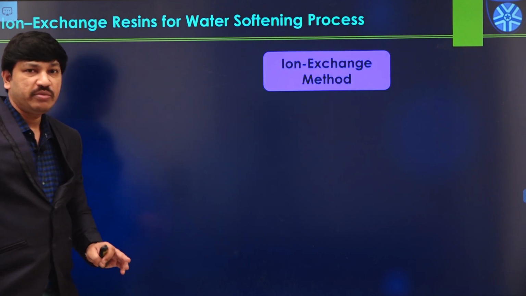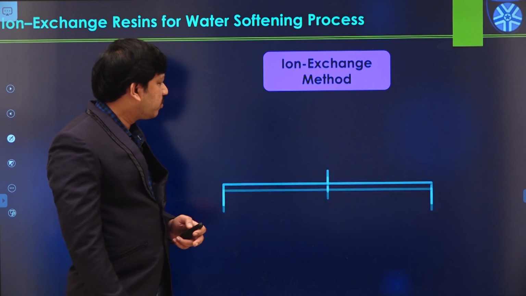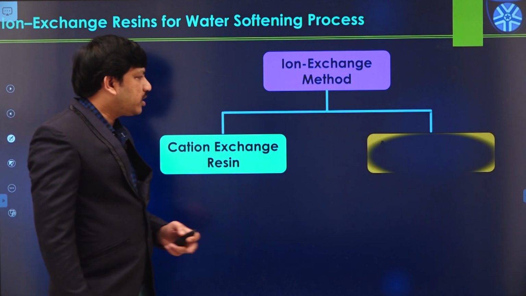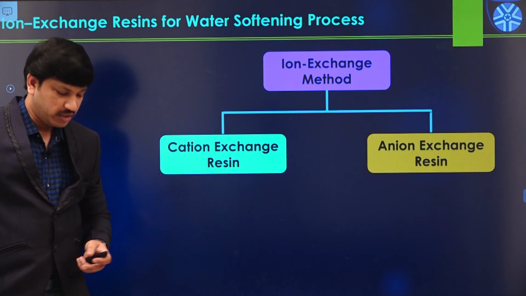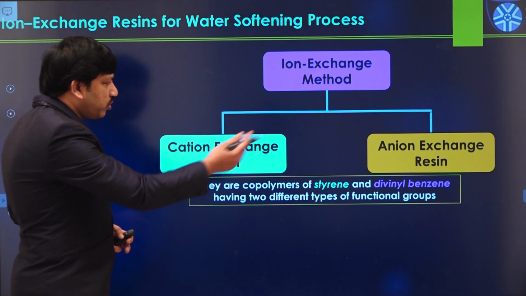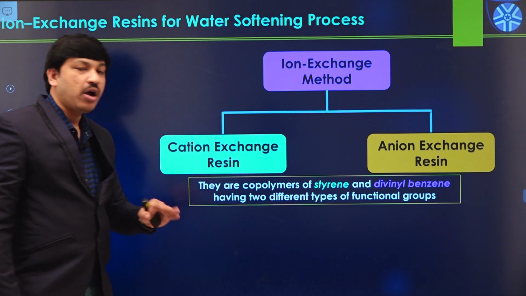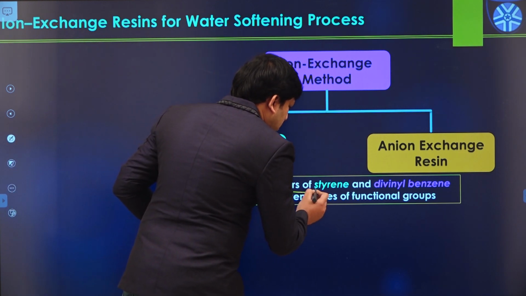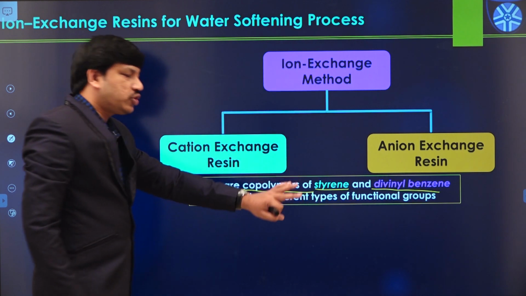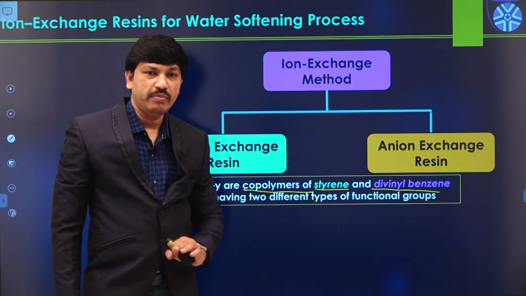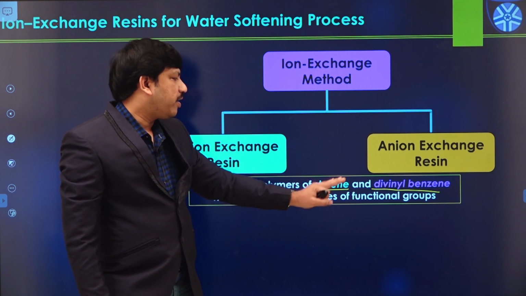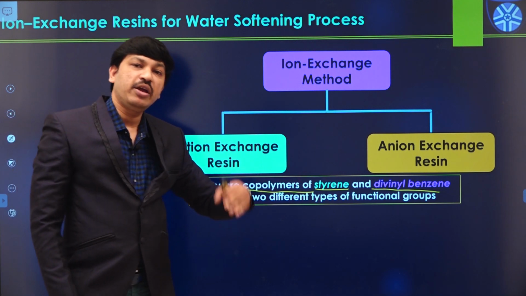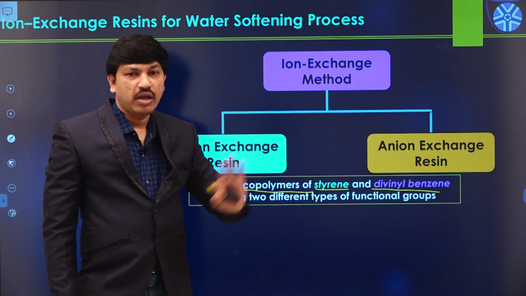So generally this ion exchange method needs two different resins. First, there is a requirement of cation exchange resin, and second, there is a requirement of anion exchange resin. Both of these resins are nothing but organic polymers, and these are synthesized from styrene and divinyl benzene. These are copolymers of styrene and divinyl benzene. So whenever styrene reacts with divinyl benzene, there is a formation of the corresponding copolymer, and that copolymer can be converted into cation exchange resin or anion exchange resin.